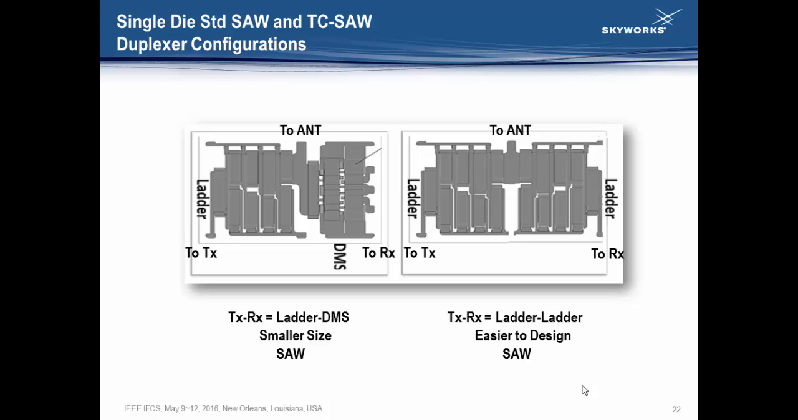Ladder type is basically electrically coupling all these SAW resonators. DMS type, basically, you acoustically couple the SAW resonators. They are different technologies. So usually DMS can be smaller. Comparing the left and the right, you can see that we can process both devices on one substrate, but the one on the right is smaller, because the ladder is usually a little bit bigger.